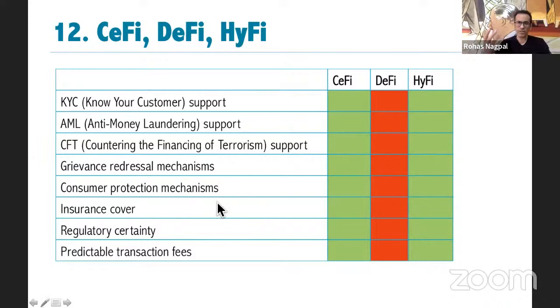Insurance cover. Banks, whatever money they hold, there's an insurance cover so that tomorrow if a hack happens, fraud happens, you get your money back. Not there in DeFi. Regulatory certainty, which means you know what the government is going to think about it, is there in central and hybrid. And finally, predictable transaction fees. That's a very big problem. In blockchains like Ethereum, you can never predict what the transaction fee will be. It could go up, could go down. But in the central world and the hybrid world, you always know what the transaction fee is going to be.